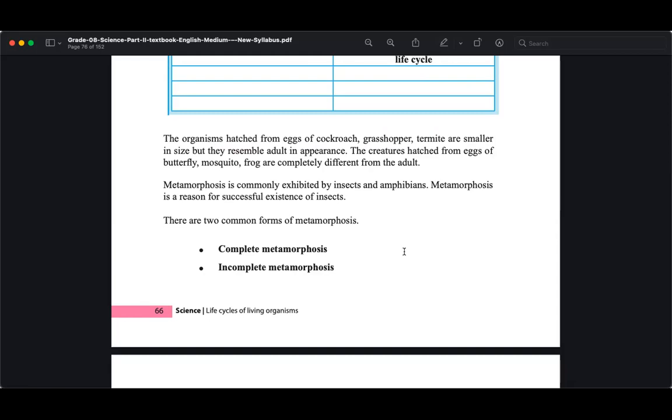So can you name a few more? Other than what we discussed previously, can you name a few more animals that hatch from eggs? Yes, frog. Yes, we discussed that. I'm asking other than them. Grasshopper. Yeah, that is also there in the book. Okay, correct.